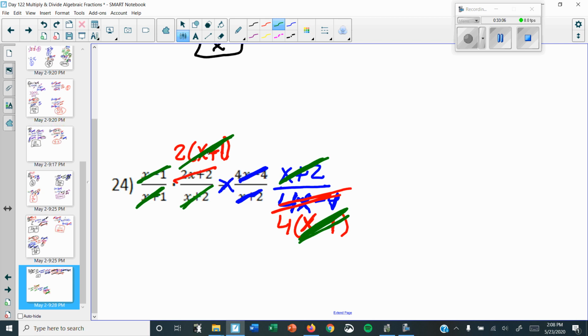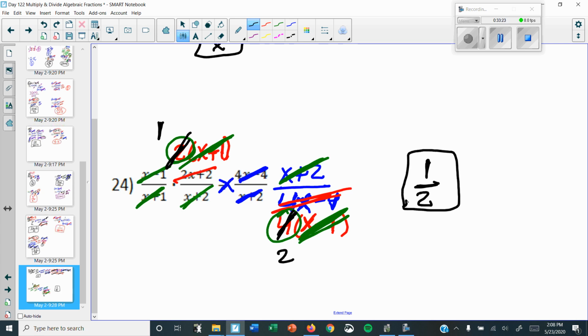What are you left with? You're left with a 2 and a 4. But what else can you do? Goodbye 2. 2 divided by 2 is 1. 4 divided by 2 is 2. The answer is 1/2. All that became 1/2. Pretty cool. So if you could do that, that's impressive, guys.